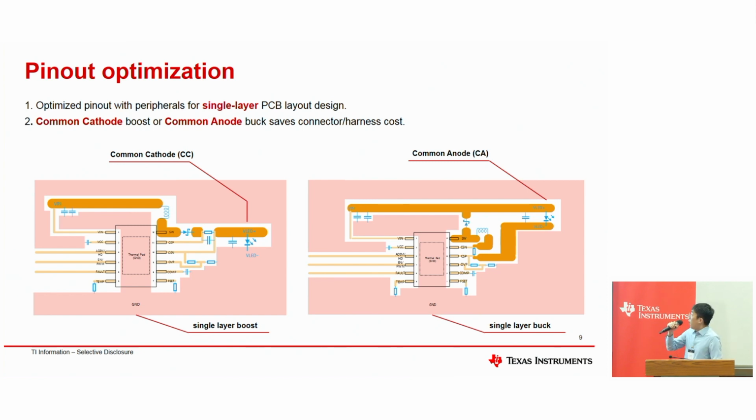So you can see we considered this a hard requirement when designing the pinout optimizations. Regarding the single layer boost for the common cathode LED connection, or the single layer buck for the common anode LED connection, we don't have too much external circuitry around the IC, and we can see easy routing between the ground and the main pad on the IC to support the single layer PCB layout.